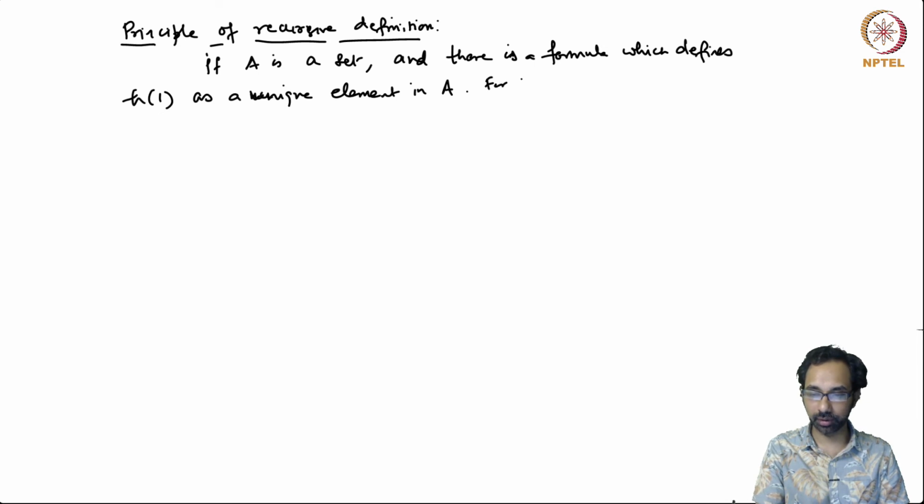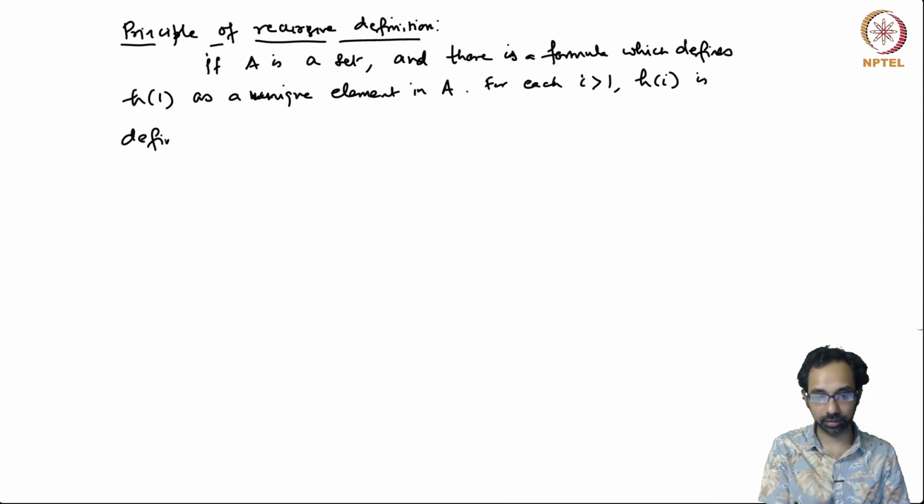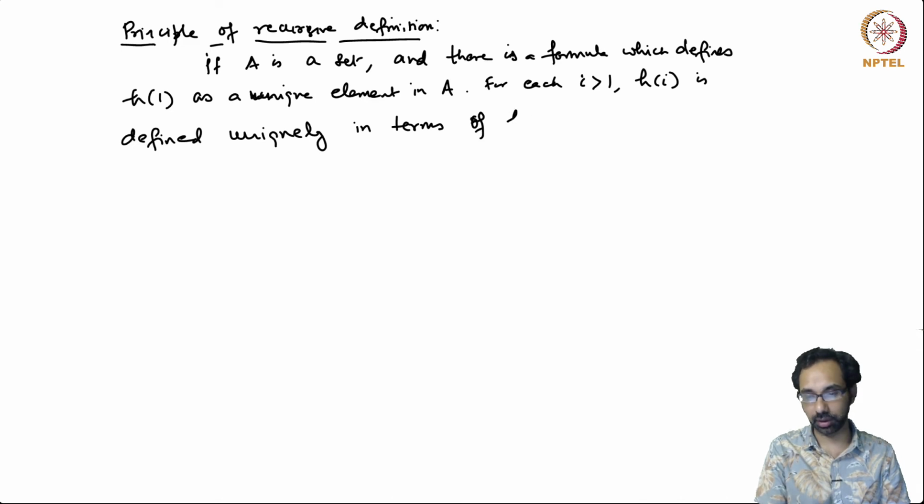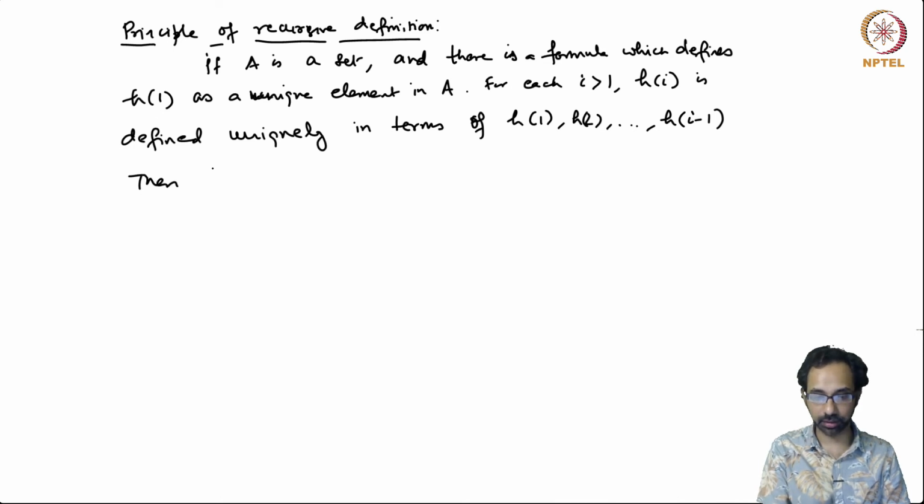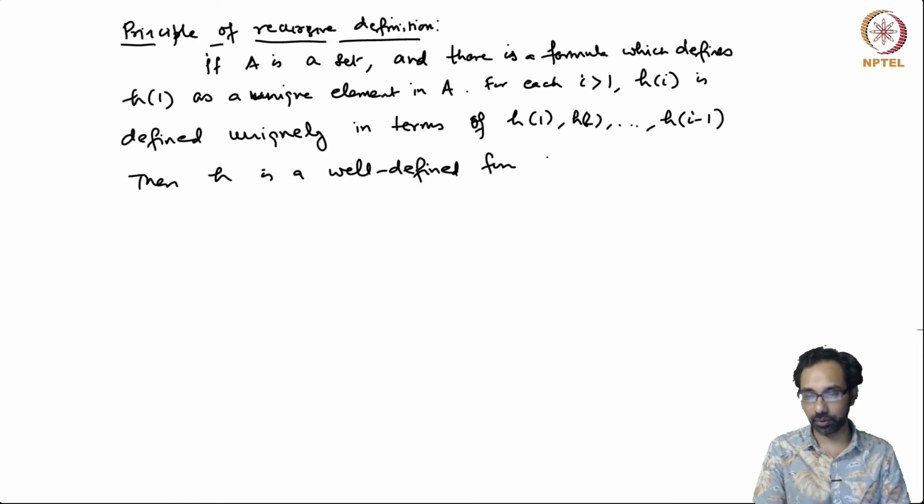and for each i greater than 1, Hi is defined uniquely in terms of the already defined values h1, h2, up to hi minus 1. Then h is a well-defined function from N to A.